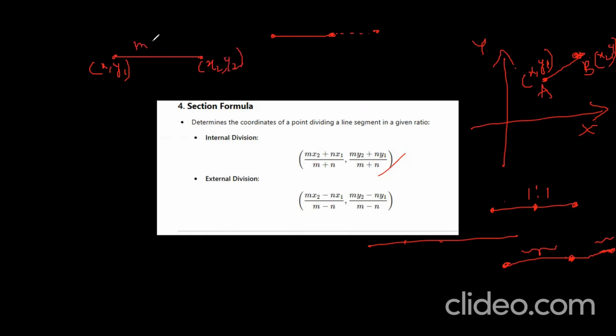If it is dividing in the ratio internally m is to n, then you can write it as (mx2 + nx1)/(m + n), (my2 + ny1)/(m + n). Now, if you go for external division in the same way, you are getting a negative sign. For internal division, you are getting a positive sign. Both are negative: (mx2 - nx1)/(m - n), (my2 - ny1)/(m - n). This can be called the section formula.